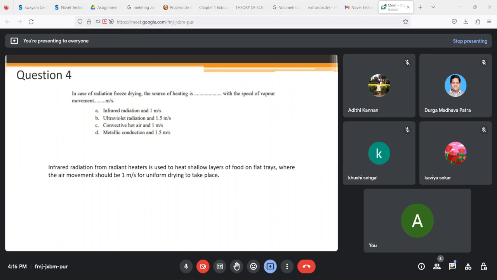So if the speed of the vapor is extremely fast, it might lead to non-uniform drying, where certain regions of the food will dry more and certain regions will remain wet. So ensure an optimal range of vapor movement, and this is ensured by the amount of infrared radiation that you give inside the food. So infrared radiation from radiant heaters are used to heat shallow layers of food on flat trays, where the air movement should be 1 meter per second for uniform drying to take place. So the answer is option A.